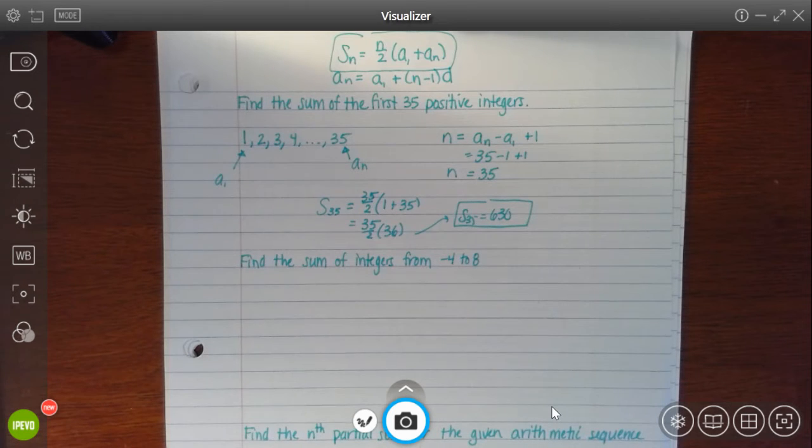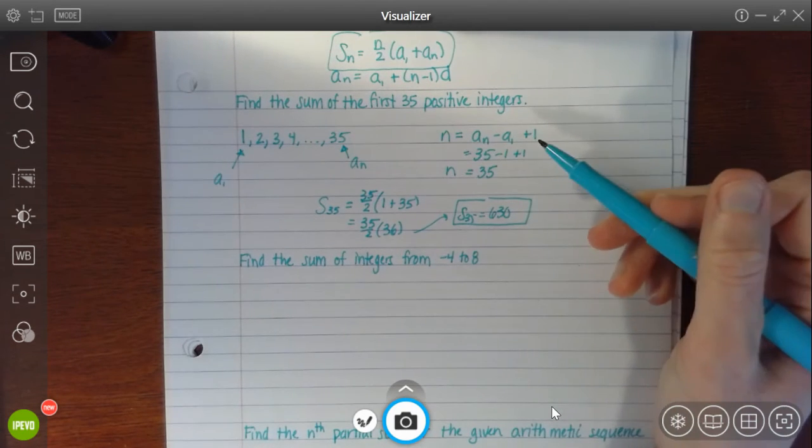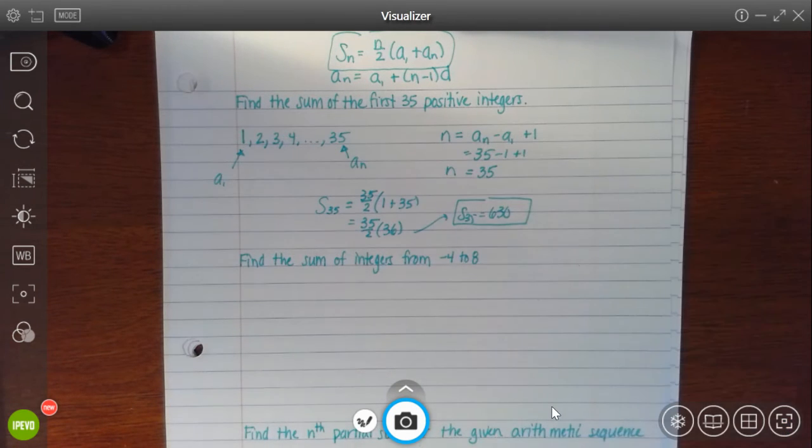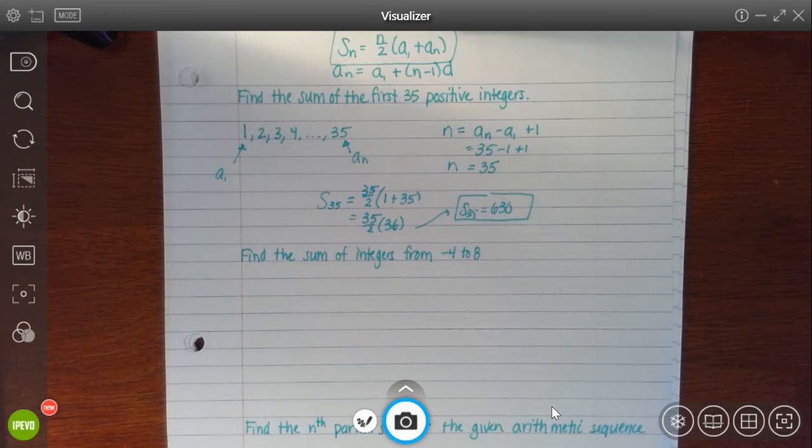All right. So anytime they're asking you for the sum of however many integers, as long as you're saying the positive integers, you're starting with 1 because that's our first positive number, and then you're counting up to whatever value they tell you to stop at. And then to get the number of terms, you're just going to take your last value minus your first value and then add 1, and that'll get you your n value.